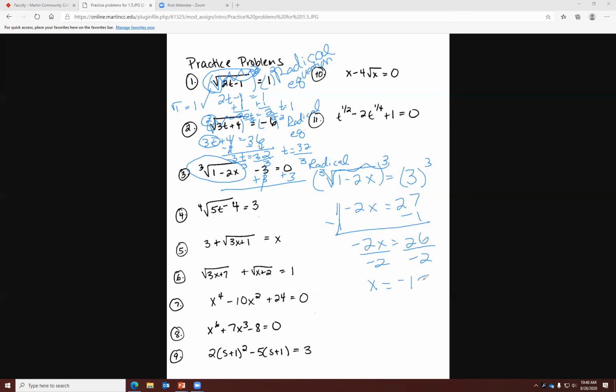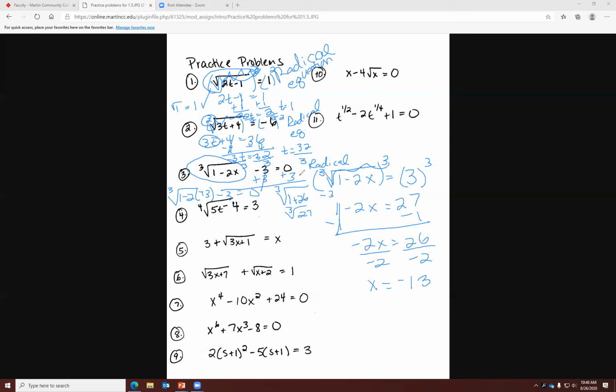Okay. All right, if we check this, the cube root of 1 minus 2 times negative 13, minus 3, is that equal to 0? All right, so 2 times negative 13 is going to give you negative 26, so this would end up being the cube root of 1 plus 26, and then minus 3. So that's the cube root of 27.